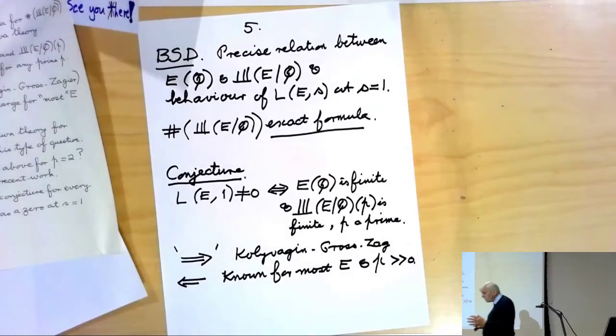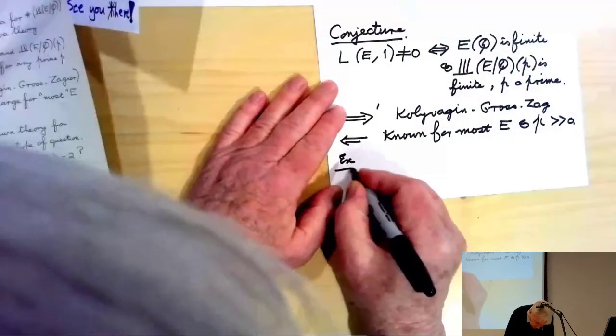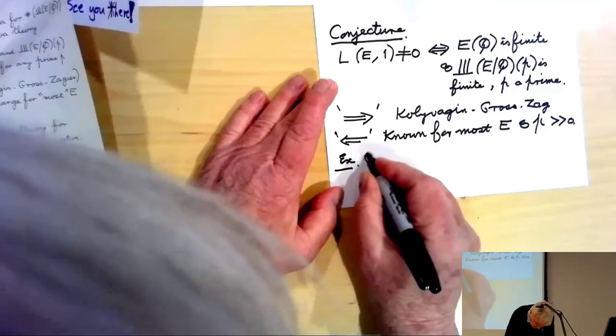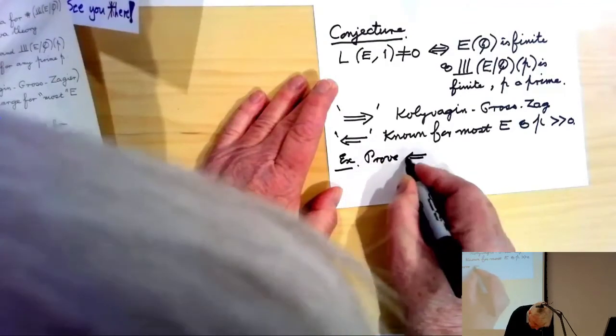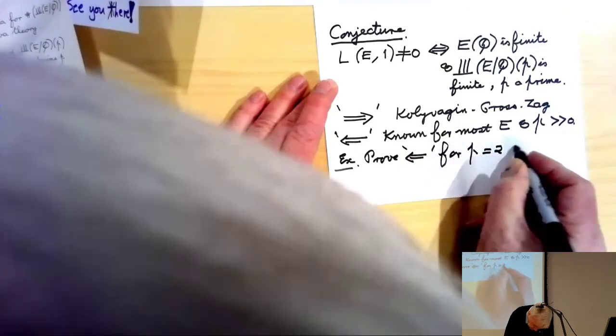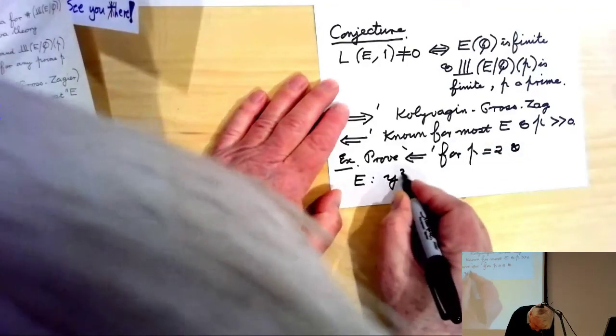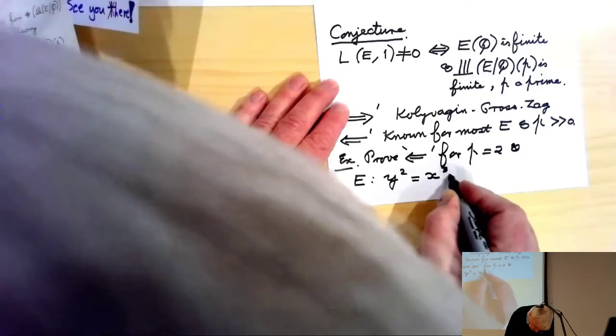But I stress that the whole Birch and Swinnerton-Dyer conjecture is a formula which works for every p. And in particular, there is this very interesting question. Now, maybe I can just write it here. Example: prove this for p equals 2 and the curve E, y squared equals x cubed minus n squared x, with complex multiplication, the congruent number curve.